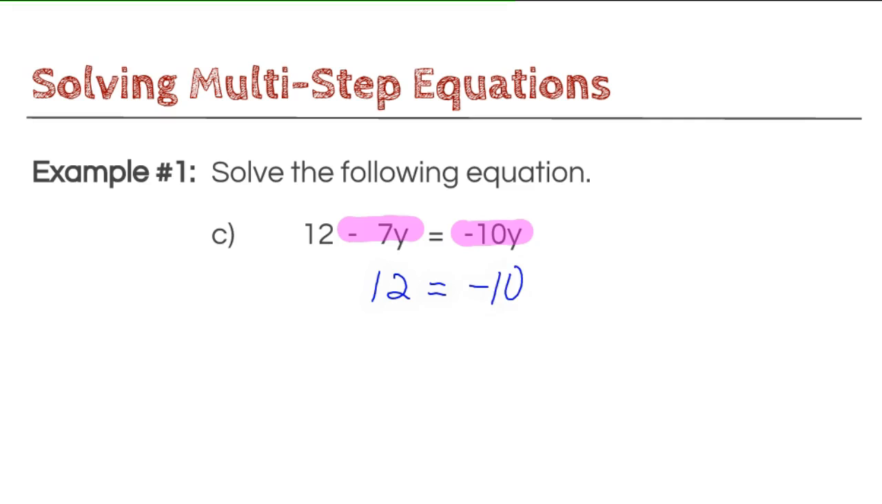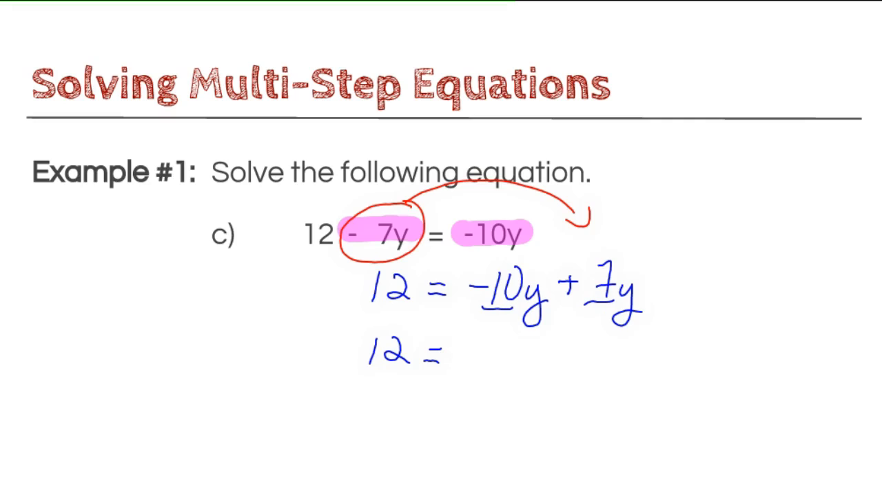My negative 10y is already on the right-hand side, so the only term I really need to move here is my negative 7y. And when I move it to the right-hand side, I'm going to change its sign to the opposite sign. Now I'm ready to do some cleanup. So I'm at negative 10, I'm going to add in 7. That's going to bring me to negative 3y rather.